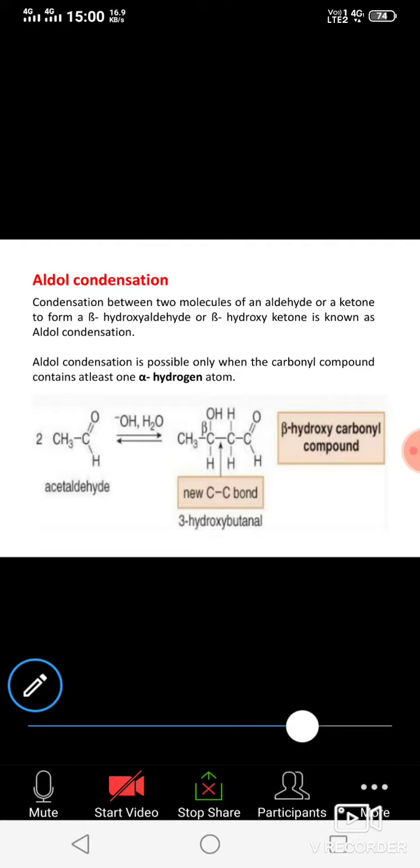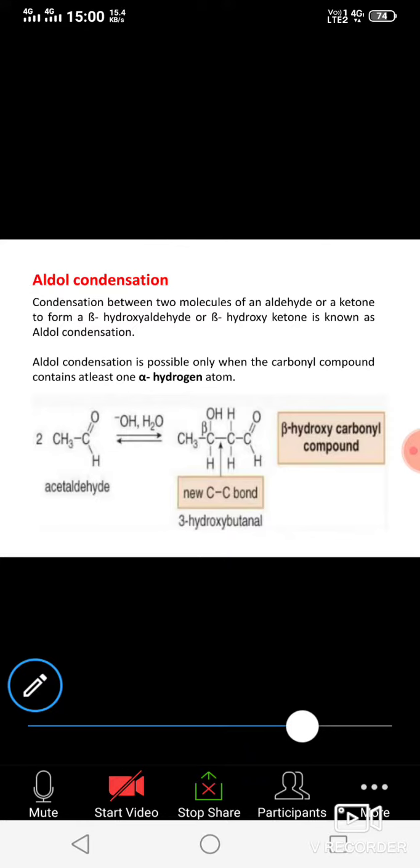So what is aldol condensation reaction? It is condensation between two aldehydes or two ketones in presence of base catalyst to form beta hydroxyaldehyde or beta hydroxyketone.